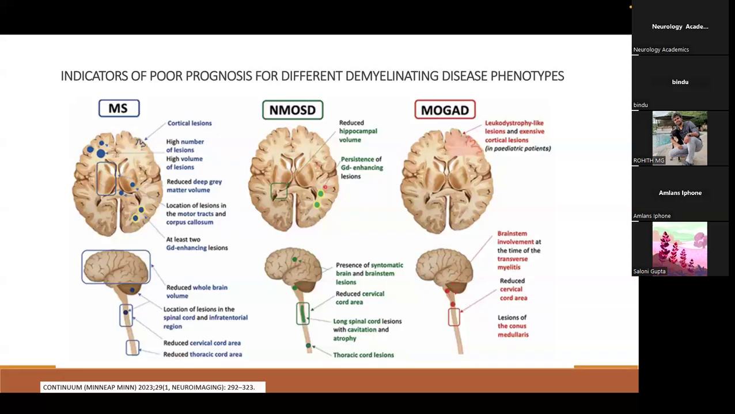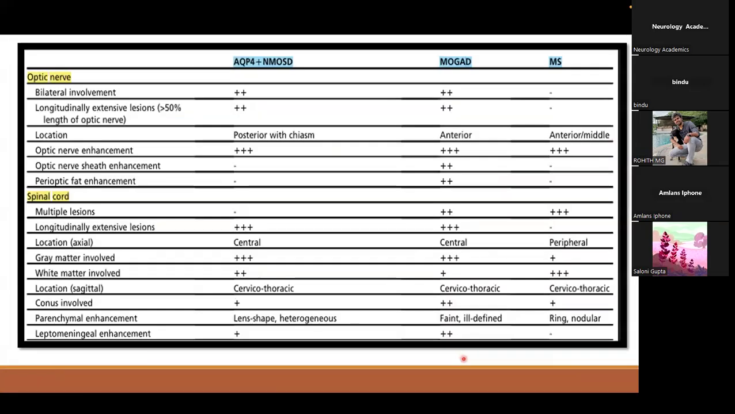In NMOSD, the persistence of gadolinium enhancement, reduced hippocampal volume, and the length of the lesions matter. If it is a more lengthy lesion, and on follow-up there is cavitation and atrophy, it harbors a bad prognosis. And in MOGAD, especially in pediatric patients, if there is a leukodystrophy-like pattern or extensive cortical lesion, it harbors a bad prognosis. Also infratentorial lesions, reduced cervical cord area, and lesions in the conus will have a poor prognosis in MOGAD.